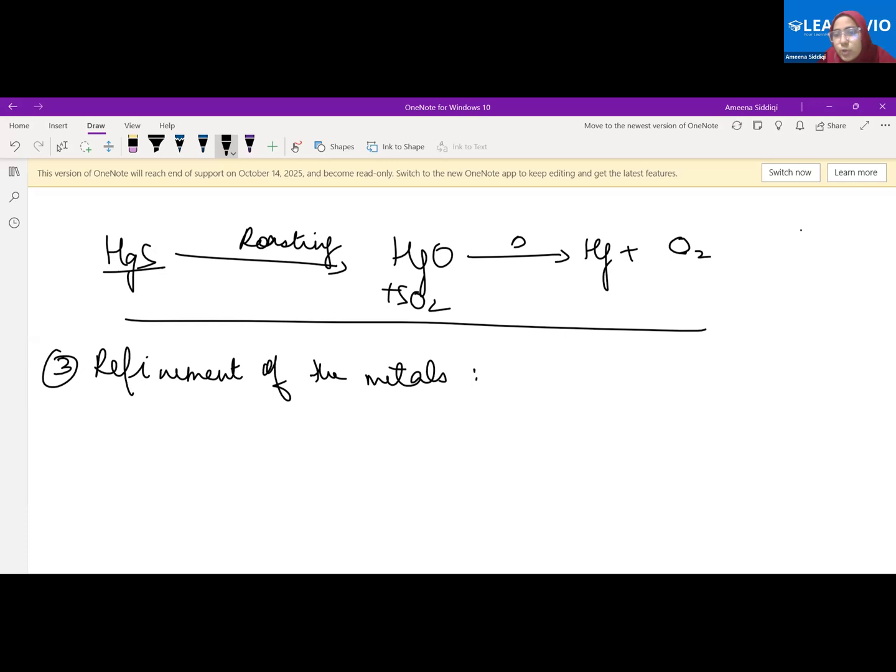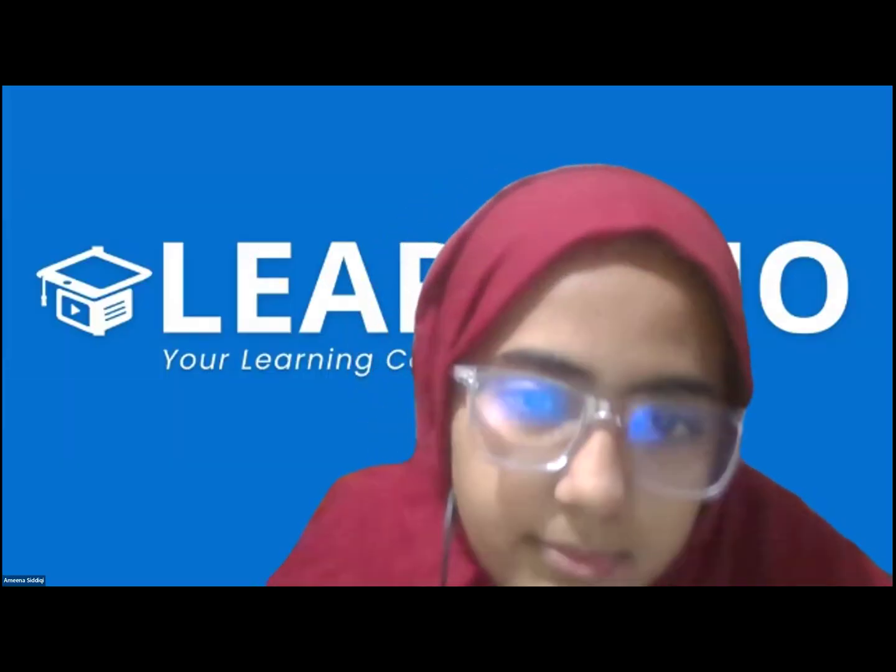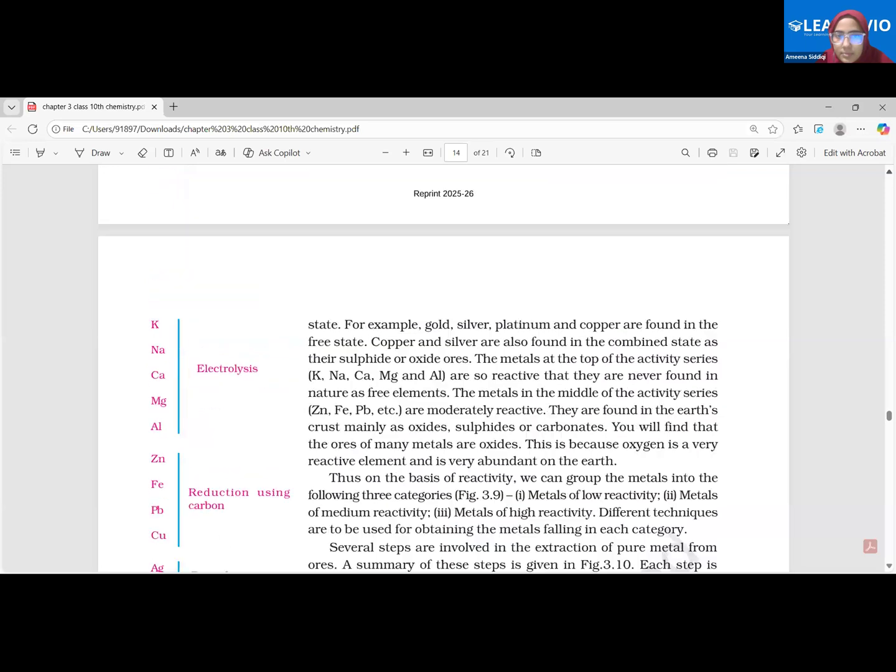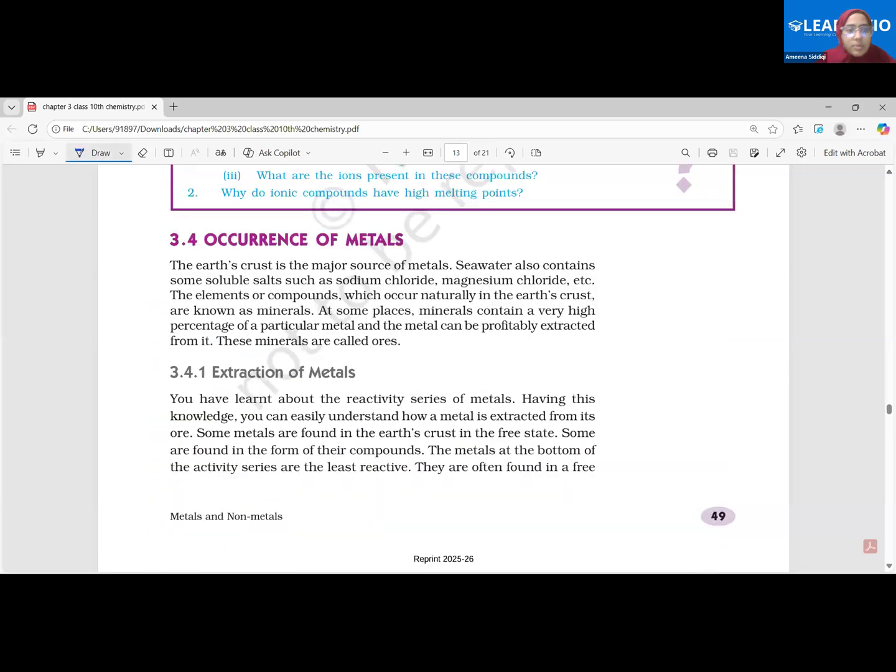Before starting this, let's quickly go through the NCERT. Okay. See, from here we had to start. Yes.